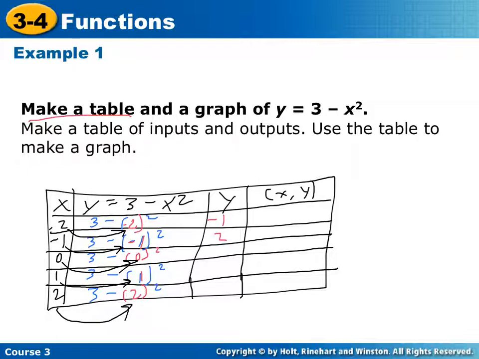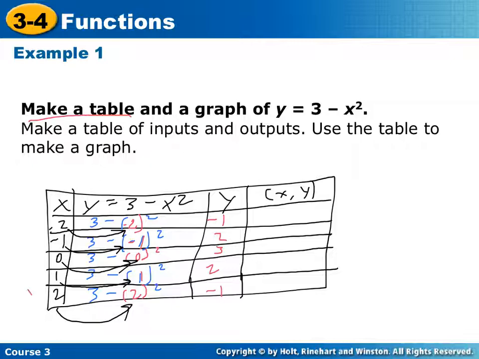All right, 0. 3 minus 0 squared. What is 0 squared? It's still 0. 3 minus 0, 3. 3 minus 1 to the second. What's 1 to the second? +1. 3 minus 1, 2. 3 minus 2 to the second. What is 2 to the second? 4. 3 minus 4, -1 again.